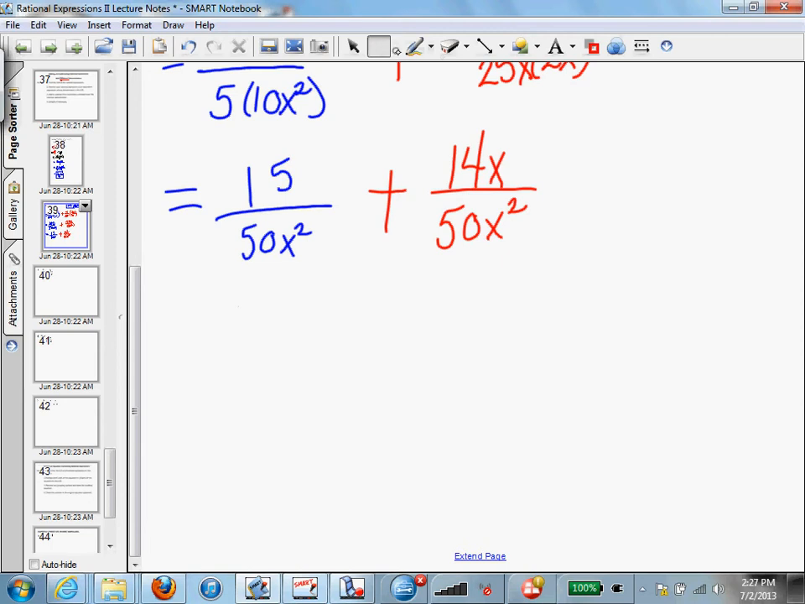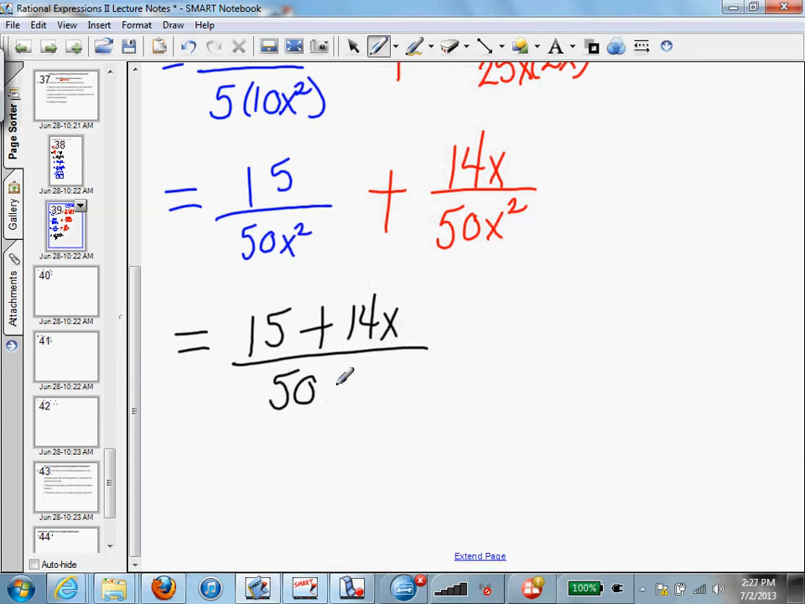Let's bring our pieces together now. So we have 15 plus 14x over 50x squared. Alright, noticing that we cannot take it any further because 15 does not have an x, we know that this is our simplified expression.